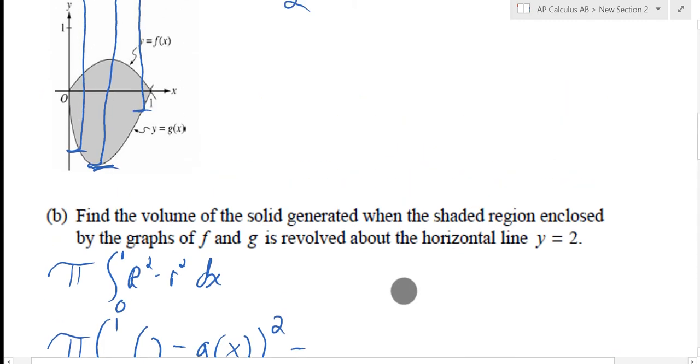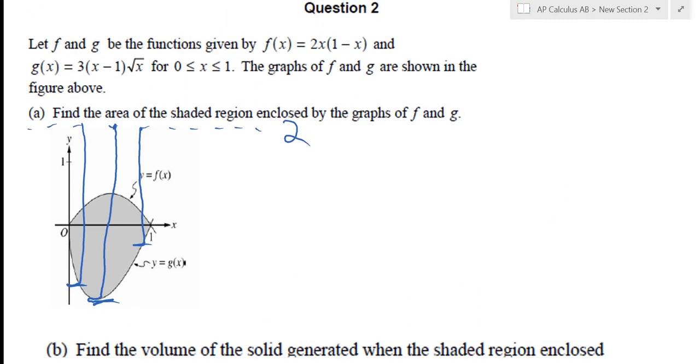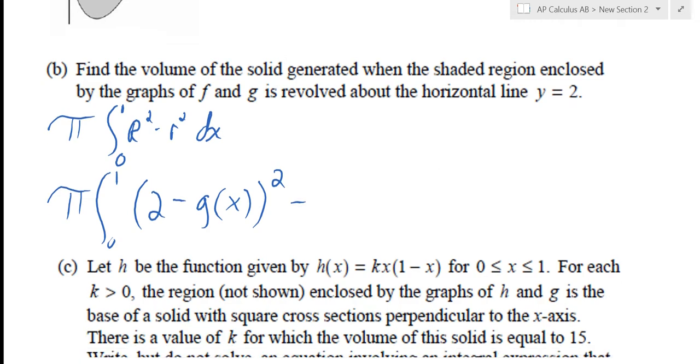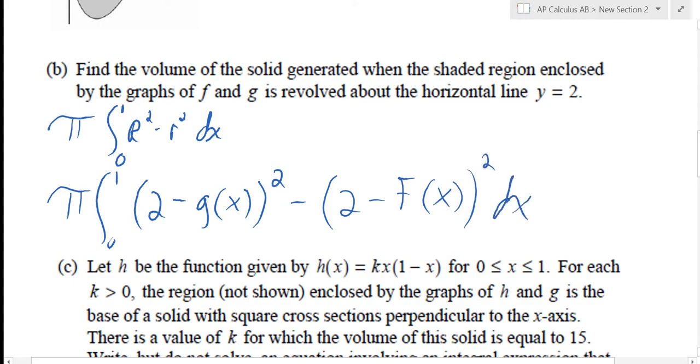Little r then, let me erase all the big R's. Little r is from the axis to the inside of the shape. And again, no matter where you draw that, you're going to hit the same function. So that's going to be the top of that line minus the bottom of that line, which is 2 minus f of x, squared. We okay with that one?